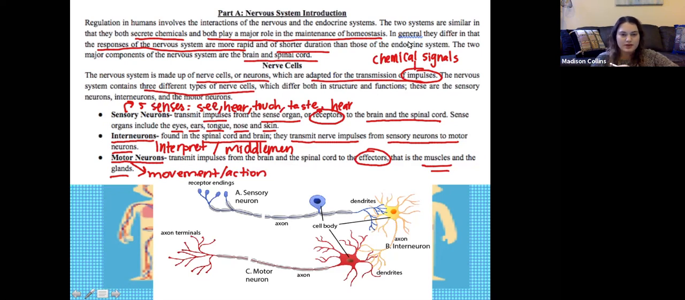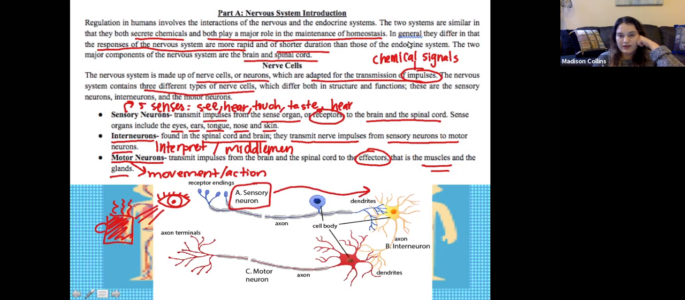So I'm going to give you guys an example. So one of my sensory organs is my eyes. All right, here's my eye. And let's say that I look over and I see on my table, there's a cup of coffee. My saving grace. Okay, here's my coffee. So once I see that coffee, my sensory neurons are going to send that message to my brain and my spinal cord. Okay, that sensory neuron is basically sending the message of, she sees coffee. Okay, that message is then going to go to my interneurons, remember my interpreters.